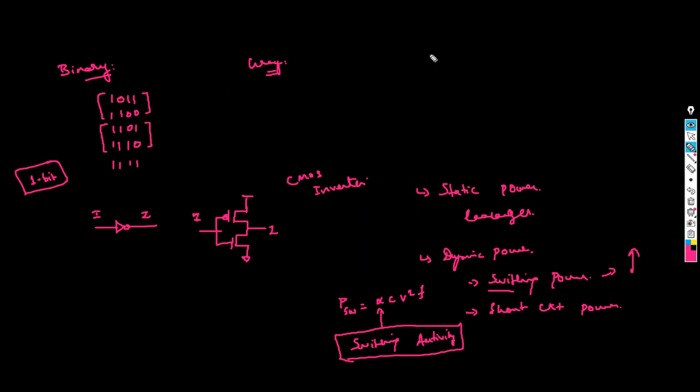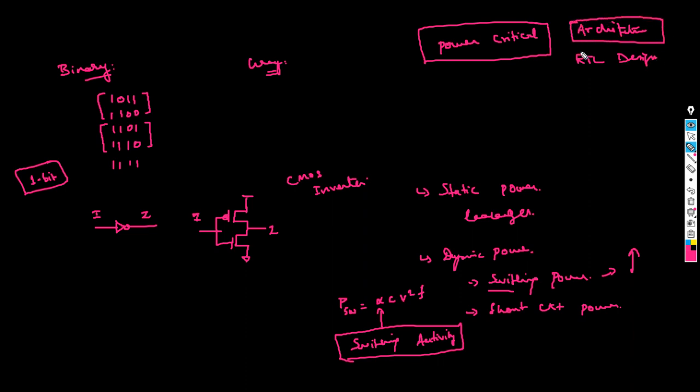Ideally, when your design is power critical, the architecture itself, before the RTL, decides. Then your RTL design comes into the picture. So your architecture would decide what kind of numbering system they are going to use, and your RTL team would eventually take care of all such things.